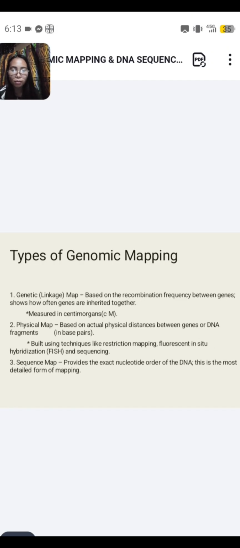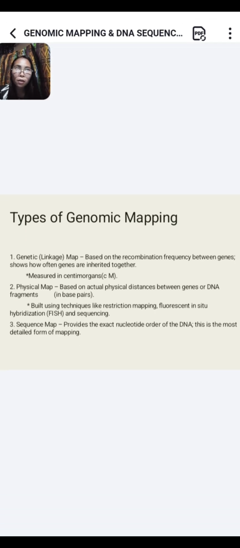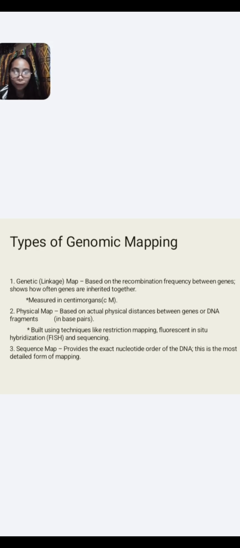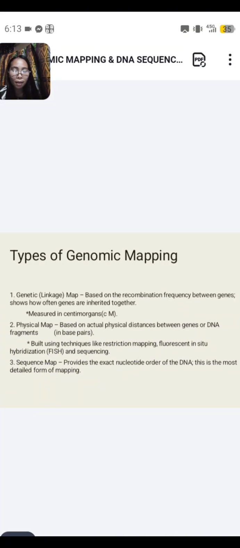The third one is the sequence map. A sequence map provides the exact nucleotide order of the DNA. This is the most detailed form of mapping. So the sequence map provides the exact nucleotides in order in the DNA, the most detailed form of mapping.